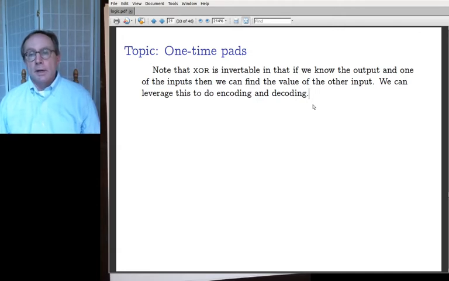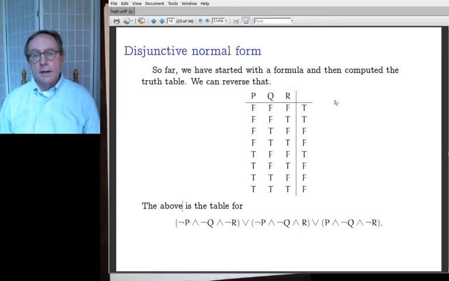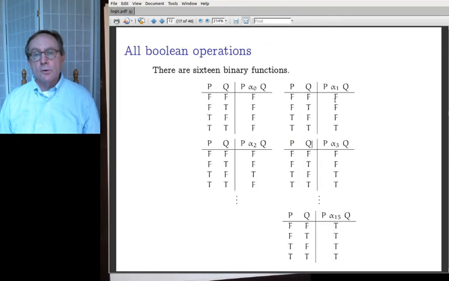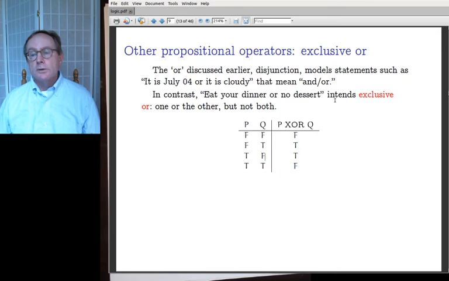Okay, last topic here, one-time pads. So the exclusive OR operator is invertible in the sense that if you know the output and one of the inputs, then we can find the value of the other input. Maybe I should go back and help a person work through that. Exclusive OR. Here we go, exclusive OR.